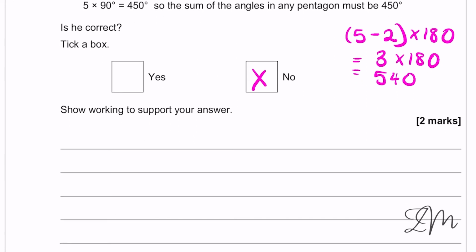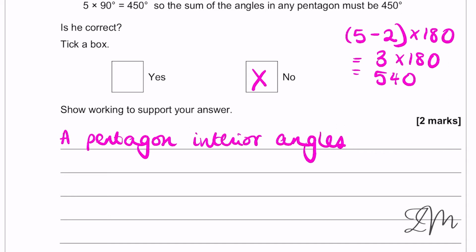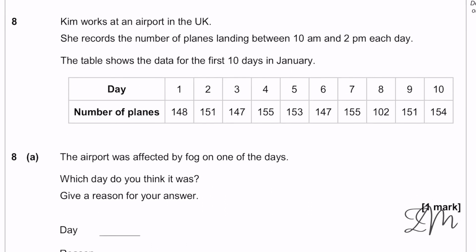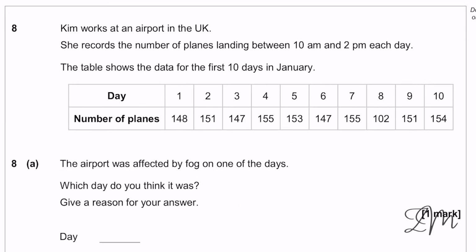Or you could say a pentagon's interior angles add up to 540.